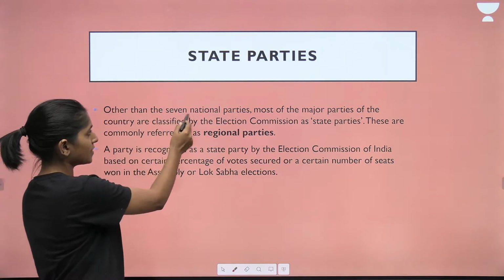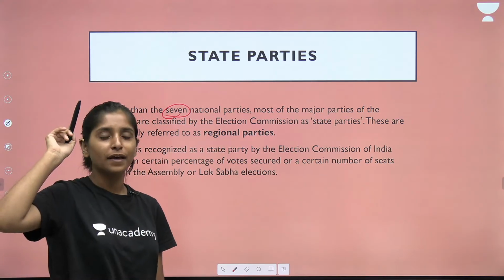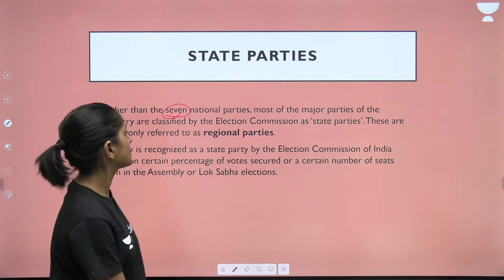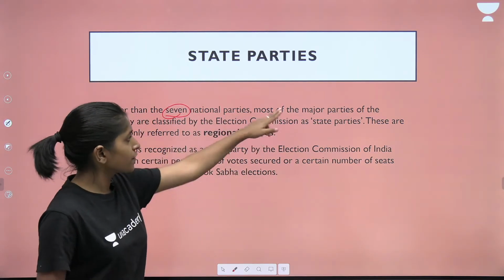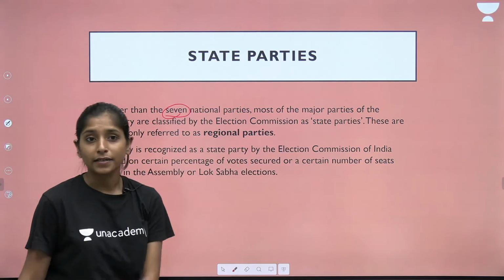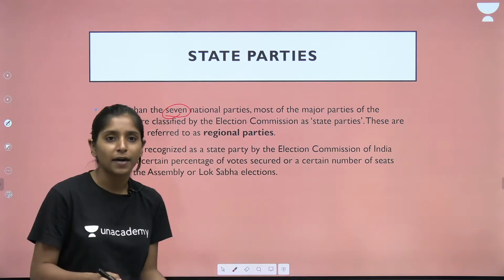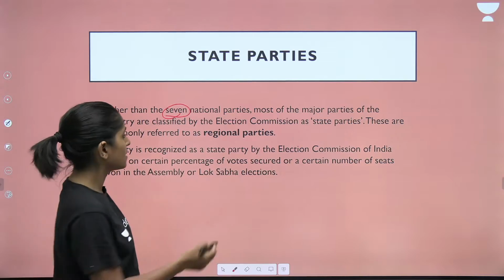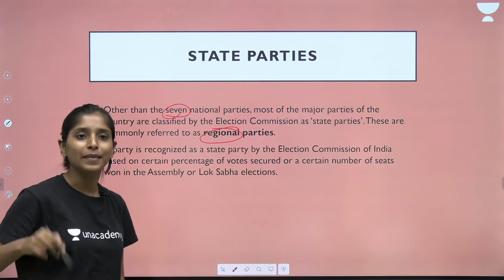और अदर देन द 7 नेशनल पार्टीज, अब 7 नेशनल पार्टीज तो हो चुकी हैं, वो नेशनल लेवल पे हैं. लेकिन अगर मैं बात करूं स्टेट लेवल की, तो स्टेट लेवल पे कौन कौन सी पार्टी होंगी, that is something which is kind of tricky. Most of the major parties of the country are classified by the Election Commission as state parties, क्योंकि सारी नेशनल पार्टीज तो नहीं होती हैं, बहुत सारी पार्टीज होती हैं जो स्टेट पार्टीज भी होती हैं. So these are commonly referred to as regional parties. State, region is more like the same thing. एक region की एक party हो गई, like that.